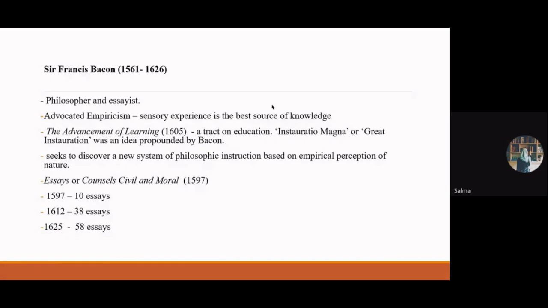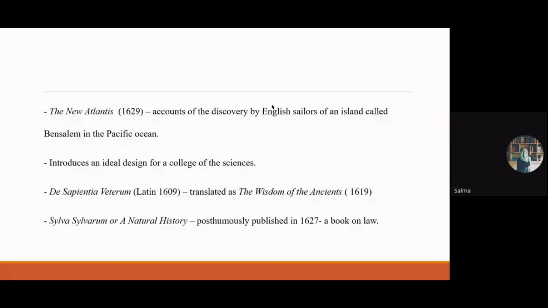Then he wrote this work, Essays or Counsels, Civil and Moral. As we all know, the first collection is in 1597, which has 10 essays, then 1612 with 38 essays, and in 1625 we have 58 essays. Then moving to the next slide, the other works of Bacon include The New Atlantis. It accounts the discovery by English sailors of an island called Bensalem in the Pacific Ocean.